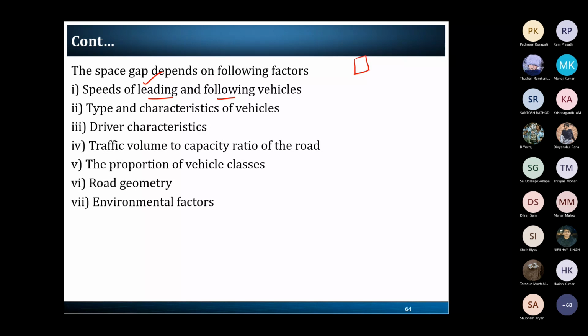So the space is, this is the second vehicle and this will be the first vehicle. So this is nothing but space. So this space is ultimately depending upon the speed of these two vehicles. What is the type? This is the heavy commercial vehicle. This is the two-wheeler. So according to the vehicle type, driver characteristics, volume capacity ratio, other proportions of the vehicle, road geometric conditions, and the environmental factor.